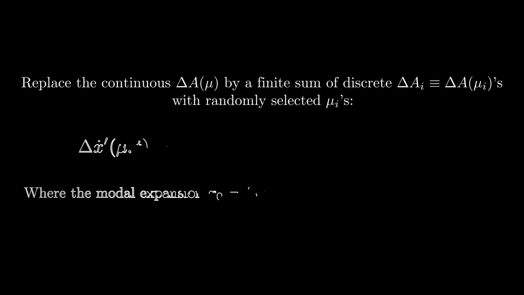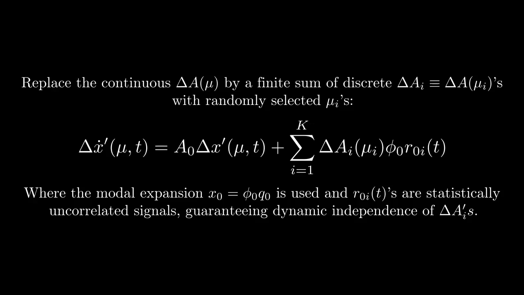A new HOMEPS equation subject to a finite sum of randomly selected discrete perturbed matrices may account for continuous parameter variation. Notice that to guarantee the dynamic independence of the multiple inputs, replace the nominal solution x sub 0 by phi sub 0 r naught i, where phi sub 0 is the mode set from the nominal solution and r naught sub i's are statistically uncorrelated time signals. The modes of the perturbed system are guaranteed to converge as more discrete matrices are added. Typically, that number is less than 10, as we saw in the plot in the last slide.